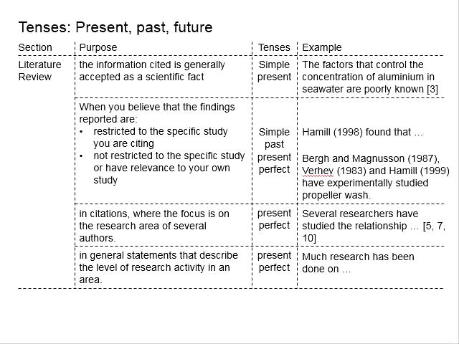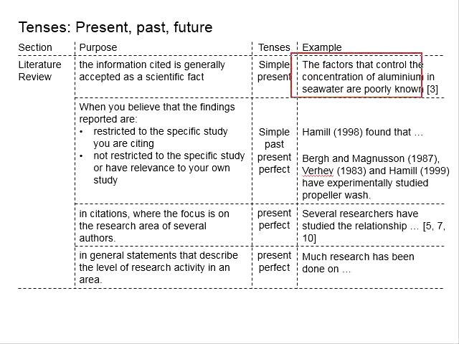Regarding the tenses to be used in this section, again, it will be very much dependent on the purpose as well as the information carried by the statements. Let us look into it one by one. Let's say now the information cited is generally accepted as a scientific fact. Because you are talking about a scientific fact, it is generally accepted and it is likely going to happen now and have high probability of continuing to happen in the future. Therefore, in this case, you can use the simple present tense.